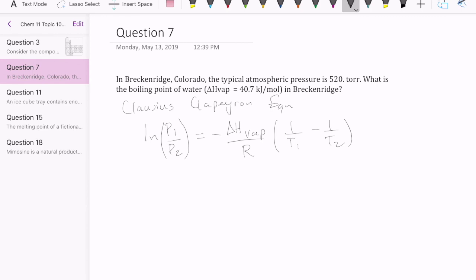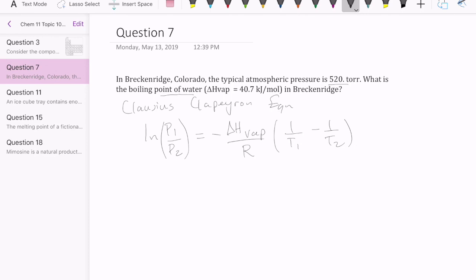You can use T1 and T2 at any values. It doesn't have to be specifically that T1 is going to be smaller than T2 or vice versa. So you can really use it any way you want as long as T1 corresponds to the pressure of P1. In this particular case, we're trying to solve for one of the temperatures, right? Because it tells us that the atmospheric pressure is 520. What's the boiling point of water? So we're trying to solve for temperature, which corresponds to boiling point.